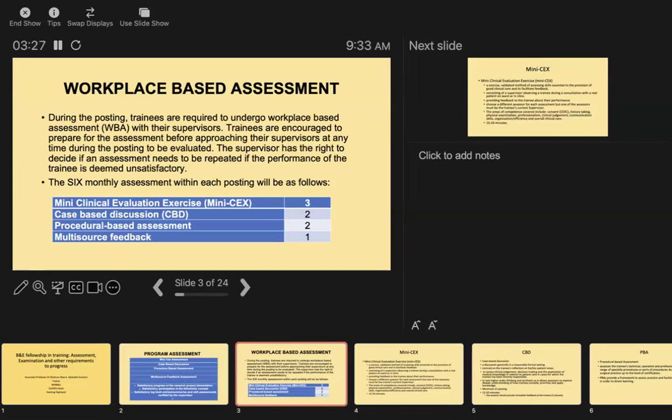Within 6 monthly, you have to have at least 3 mini-CEX, 2 CBD, 2 procedural-based assessments, and 1 multi-source feedback. The reason why we need more than 1, minimum 2 or 3, is because one is not enough. We need to compare whether you are getting better or getting worse based on these assessments. Right?